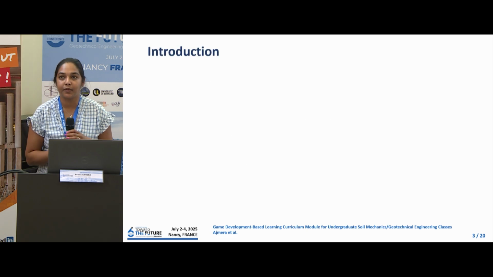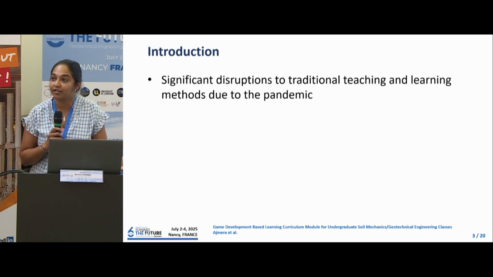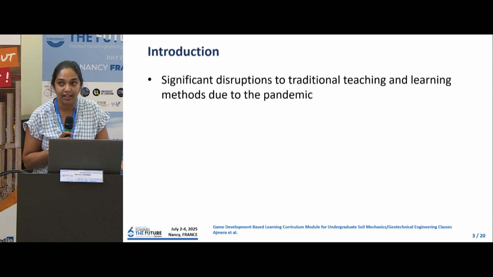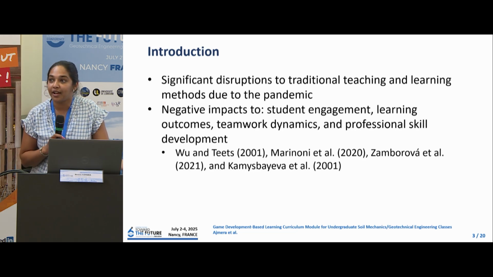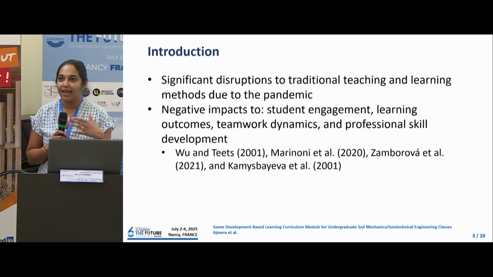As we've heard throughout the day, there was a rapid shift to online and hybrid teaching methods when the pandemic hit, and it caused many disruptions to the way we traditionally teach and the way students traditionally learn in the classroom. This ensured continuity of instruction, but it led to a lot of negative impacts around student engagement, learning outcomes, teamwork dynamics, and the professional skills we're developing. Professional skills are often referred to as soft skills, such as teamwork and communication.